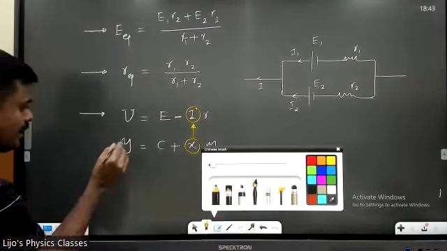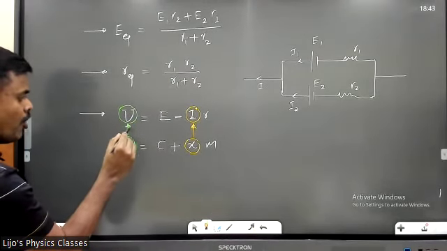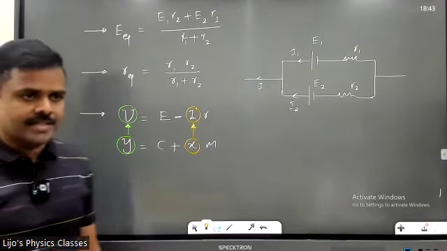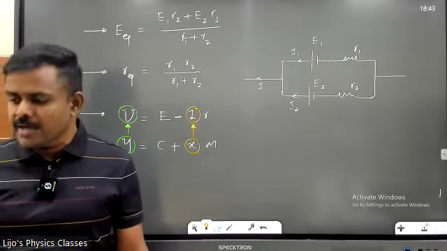Look at this green circle. What am I going to take on the y-axis? Terminal potential difference, or voltage, on the y-axis. Got it? And I'm going to get a straight line, right? Because this equation stands for a straight line.